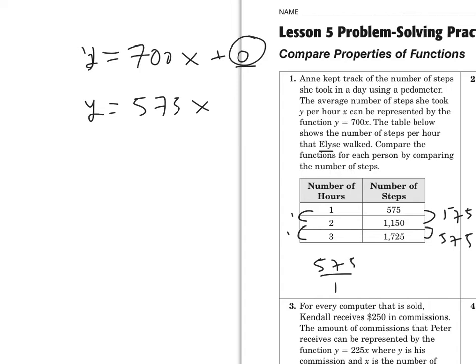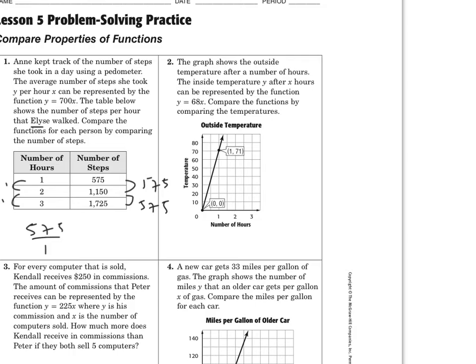So compare the functions for each person by comparing the number of steps. It appears as though Anne's taking more steps. In fact, Anne is taking 700 minus 575, an extra 125 steps per day, according to the information that they disclosed here. So that's it. That's the answer to number 1. Anne is walking more by 125 steps.